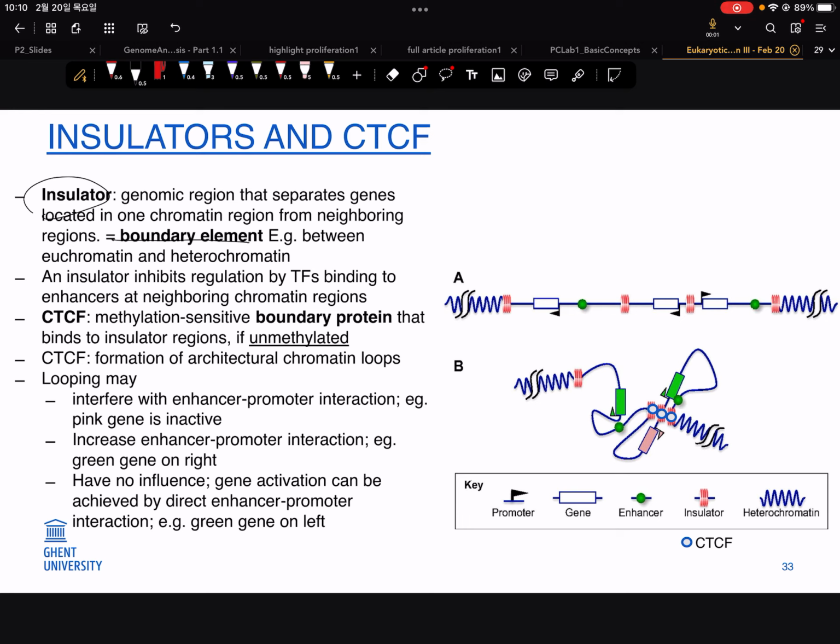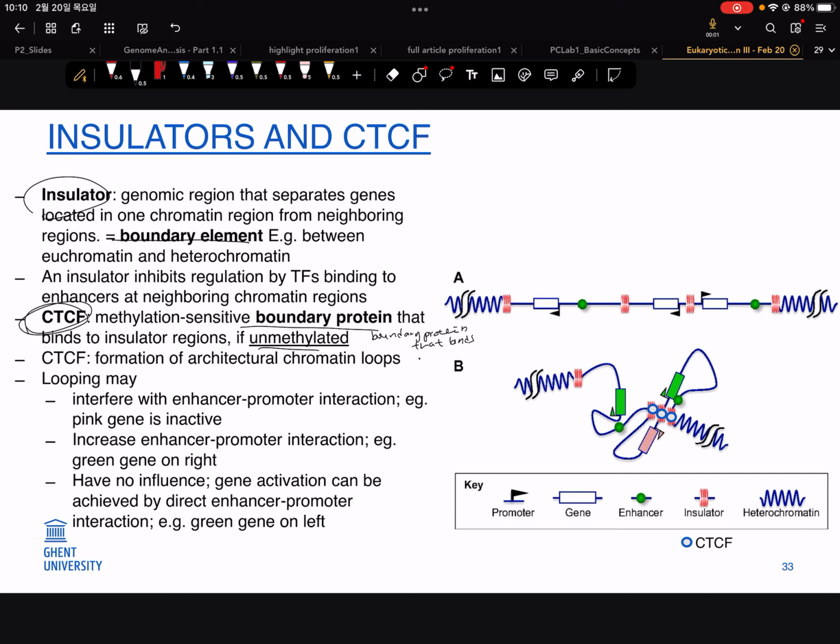Now this boundary can be connected to something. A boundary protein can bind to the boundary element. And one very well-known example is CTCF. It's a boundary protein binding to a boundary element, but it's only binding when it's unmethylated. It's methylation sensitive. So only when the boundary element is not methylated, CTCF can bind.